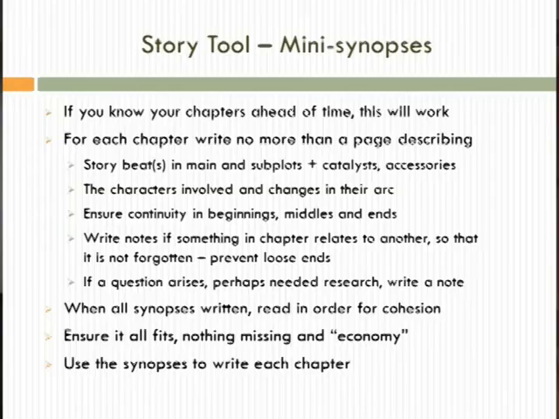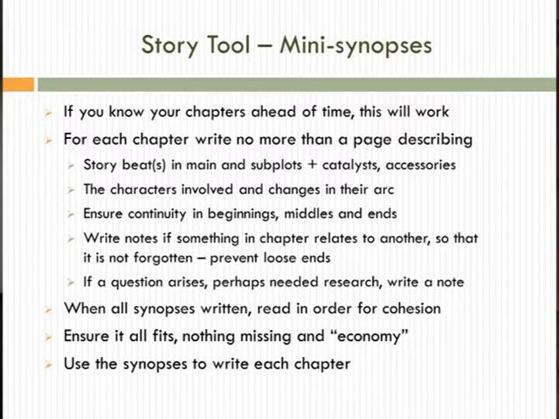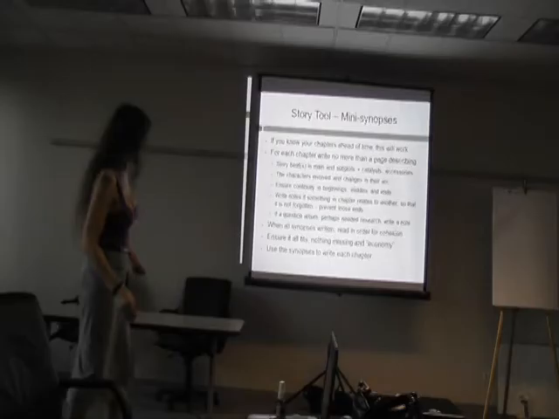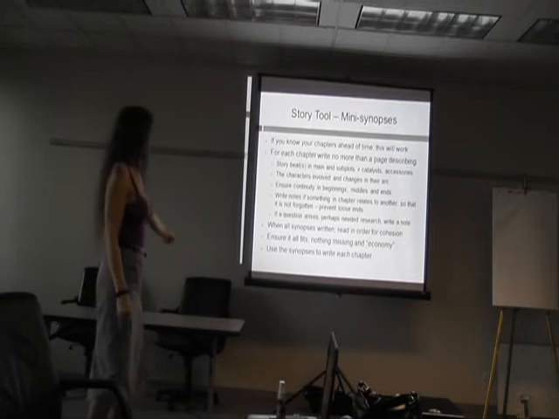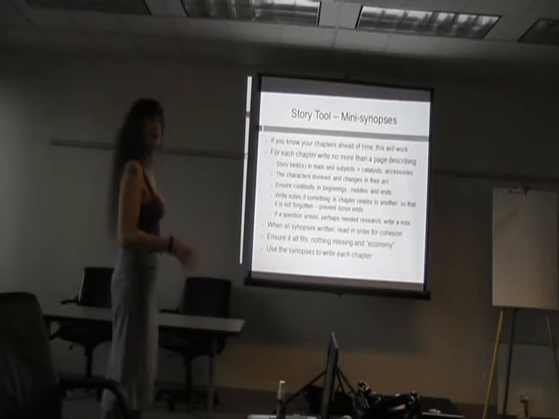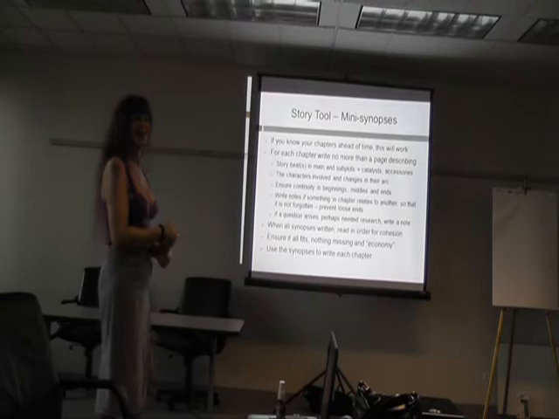Another tool that people like to use is mini synopsis. If you know your chapters pretty much ahead of time, what you want each chapter or section of the book to serve, you write a little mini synopsis for each one. And then for each chapter, write no more than a page describing the story beat in both the main and whatever subplots advance in that chapter, catalysts and whatever elements that are contributing to the theme or to the spine or to the genre and so forth, characters involved and the changes in the arc in that chapter.